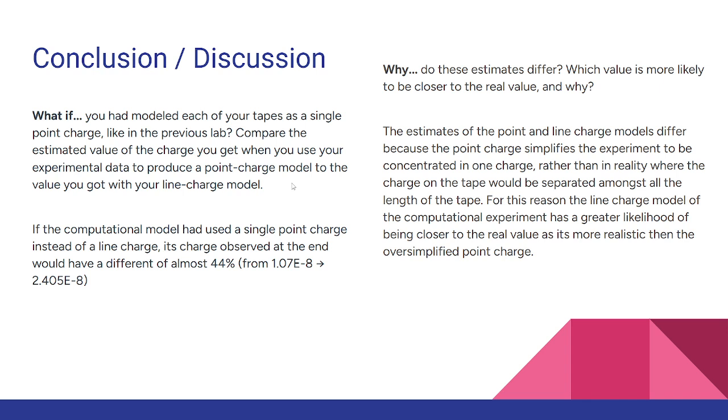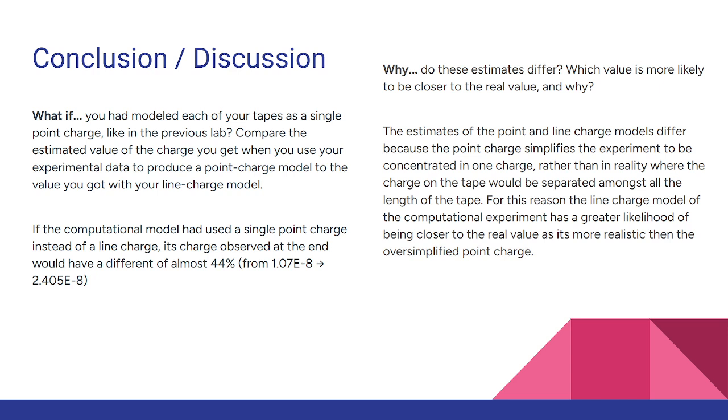If you had modeled each of the tape as a single point charge like the previous lab, lab 1, how would it be different? If the computational model had the same single point charge instead of a line charge, the charge observed at the end would have a difference of almost 44% because it went from 1.07 e to the negative 8 to 2.4 e to the negative 8.